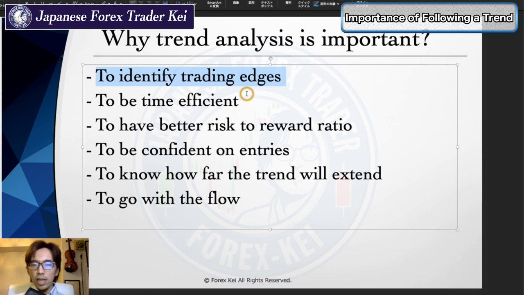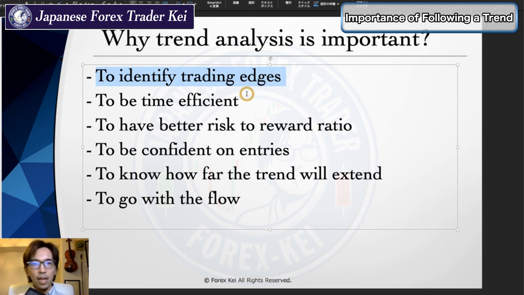What I mean by trailing edge is the place where the stop loss can be minimized and the profit can be maximized. That's what I call the trailing edge. And the possibility for the price to be going upwards or downwards is going to be relatively higher. And that is a trailing edge.